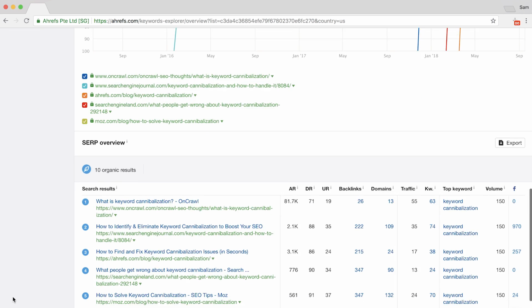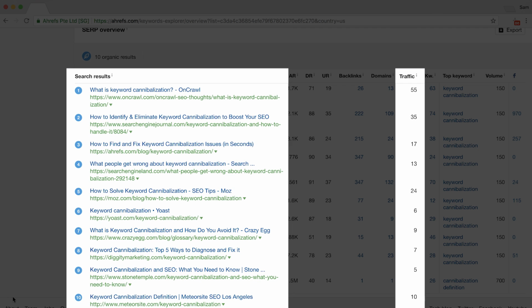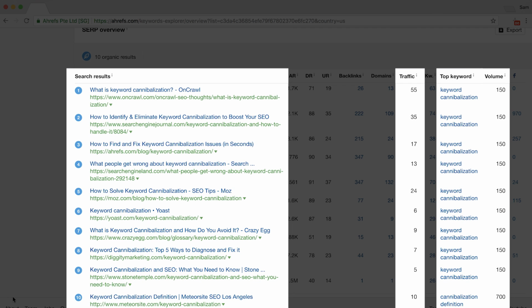Scrolling down to the top 10 SERP, you'll see that the top ranking pages get significantly less traffic than the suggested search volume, and none of the pages rank for a particularly large number of keywords. The topic of keyword cannibalization doesn't fit into a larger topic.